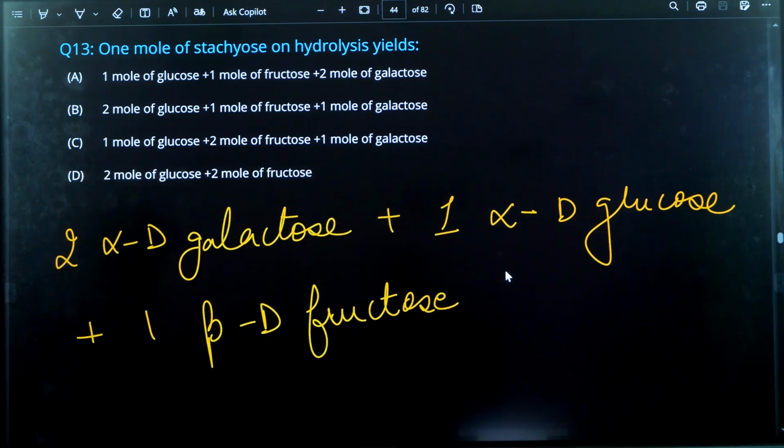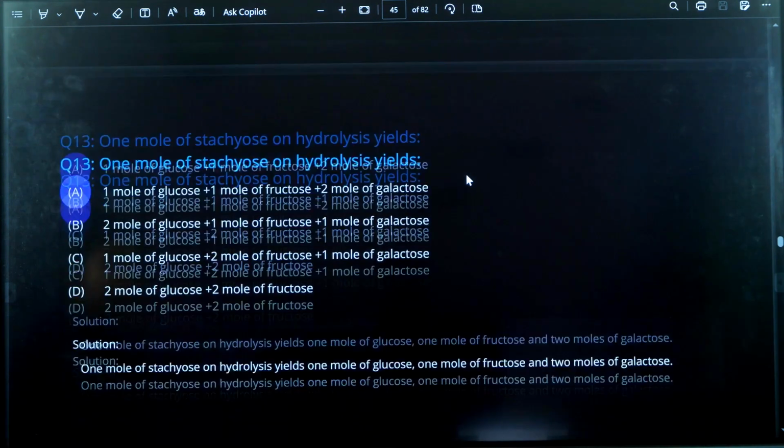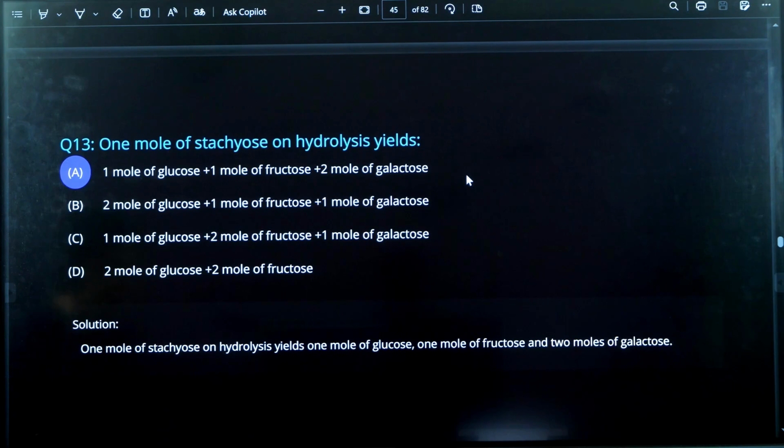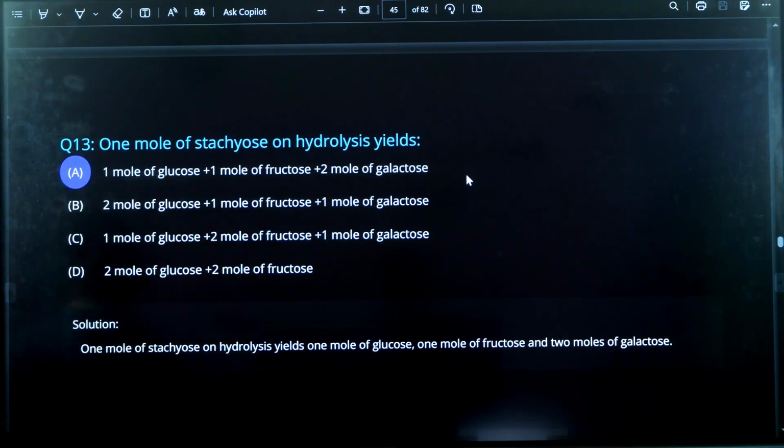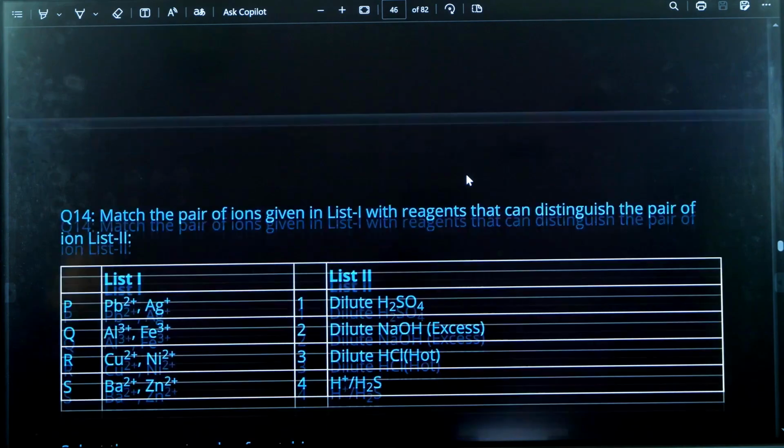This you are supposed to know. Yeah? If you don't know, you can't do anything, guys. So for the various polysaccharides and disaccharides, you should know the units which are joined together, right? So the answer was A.